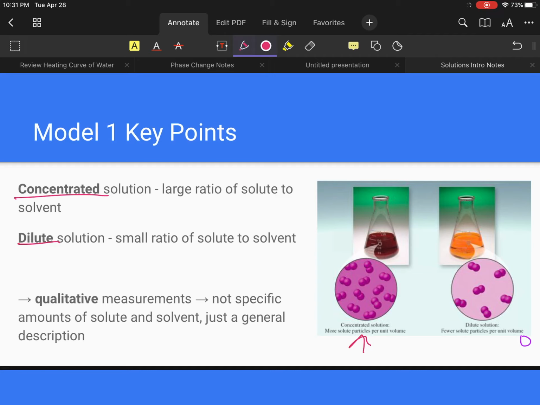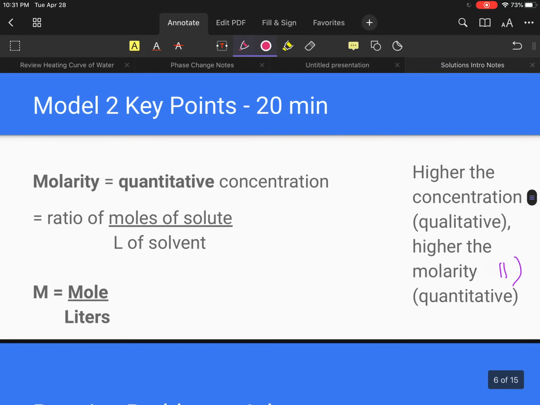Dilute would be the exact opposite. It's where you don't have quite enough Kool-Aid powder. Maybe you added too much water and didn't add enough Kool-Aid. These are qualitative measurements. Remember, these are just descriptions. I'm just describing the solution. When I want to use a quantitative concentration, which is an actual number, we call that molarity.